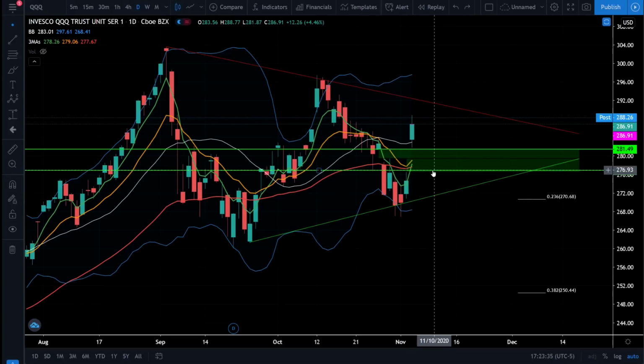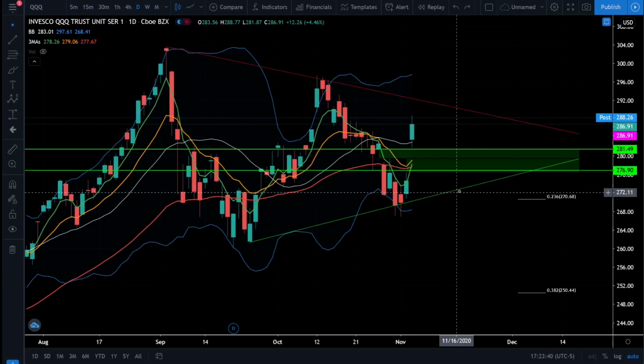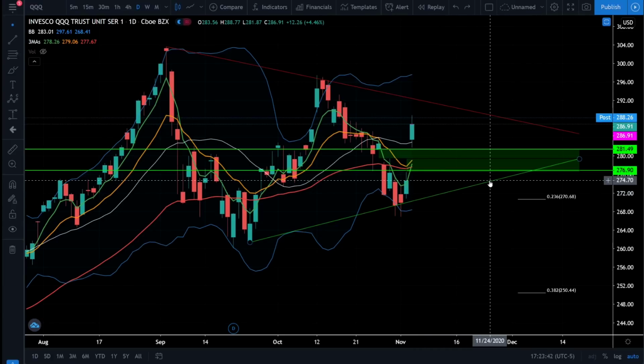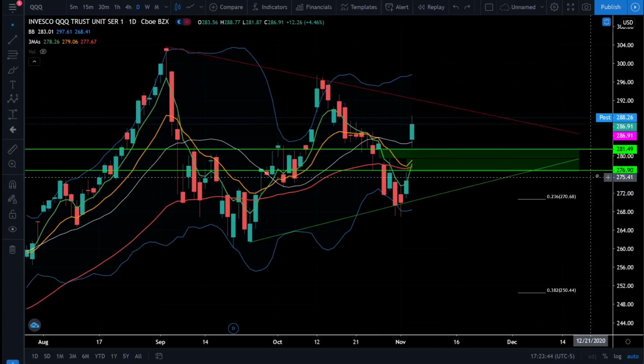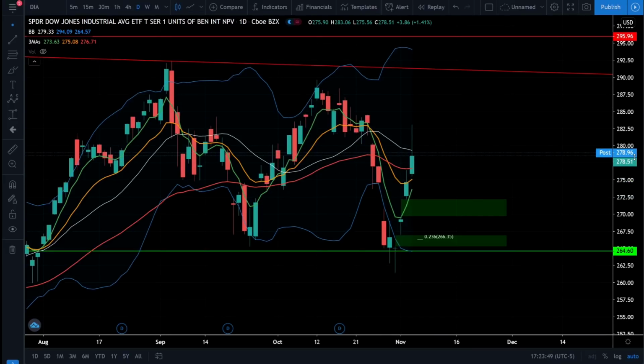If we do break below the gap on the Nasdaq 100, we could find support at our support trend line, which is somewhere around $271 to $274, depending on when we get down there. Next up is the Dow Jones Industrial, and we're looking at the DIA ETF. And we see the Dow Jones looking really good today, closing back above its 50 EMA, but just below the 20 simple moving average.